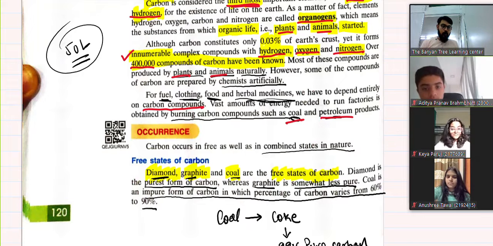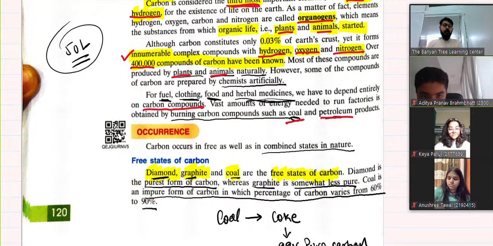You are sitting in a room, look around you. Everything around you is made up of some or the other kind of carbon compound. Let that be the desk on which you are sitting, which may be made up of wood. Wood is a carbon compound. The paint on the wall is a carbon compound. The plastic objects around you are made up of carbon compounds. Rubber, made up of carbon compounds. Clothes, made up of carbon compounds. Everything around you must have carbon in it.